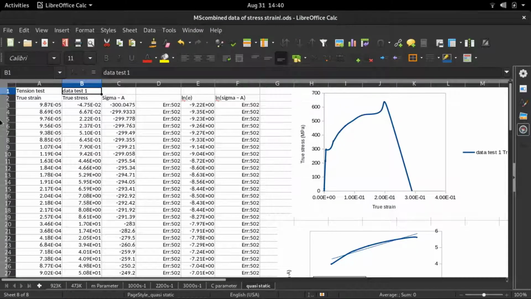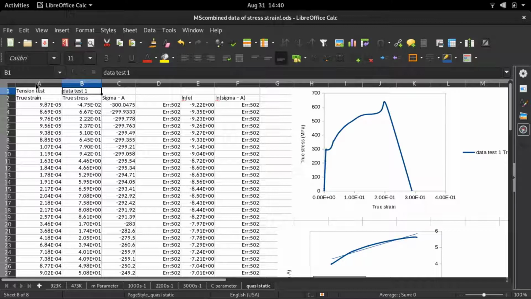So this is your quasi-static data. In a tensile test, if you have a strain rate of, suppose, 1 per second, at that time you will find this type of data. For this particular strain you find this particular stress. So this is true strain versus true stress data. This is your x-axis, this is your y-axis. This type of graph you will find.